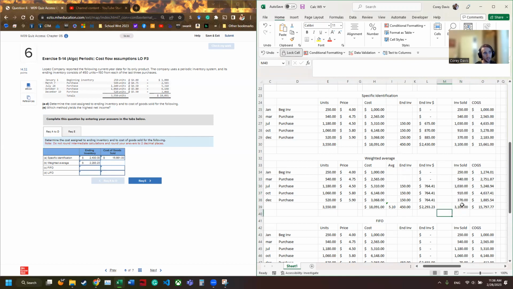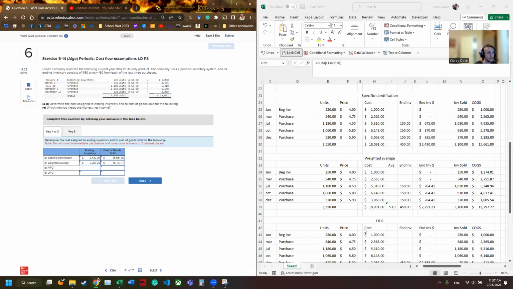I guess I could have probably come in here and just done this 3,010 times 510. I would have gotten the same number. That might be easier, but I wanted it all like this so I could have it. And so that means that our cost of goods sold was 15 $797.77.